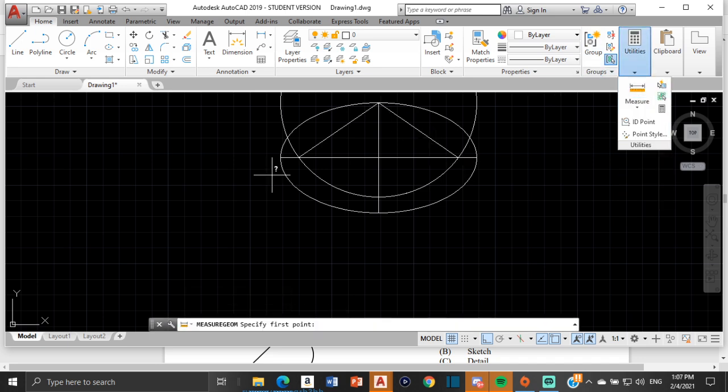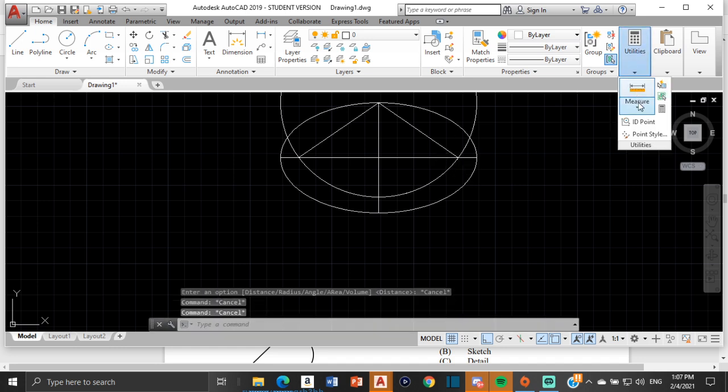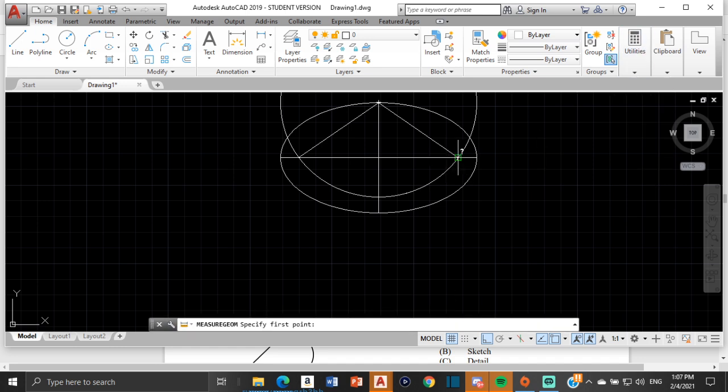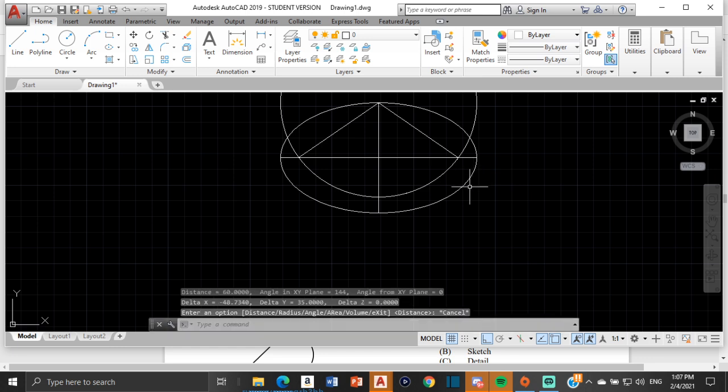So I should get two 60s. From here to here should be 60, and right here it says it is 60. And of course the next side is going to be 60 as well. From this point, from here to here is going to be 60 as well. So that total distance will be equal to 120. Alright, so that's how the answer is equal to A.